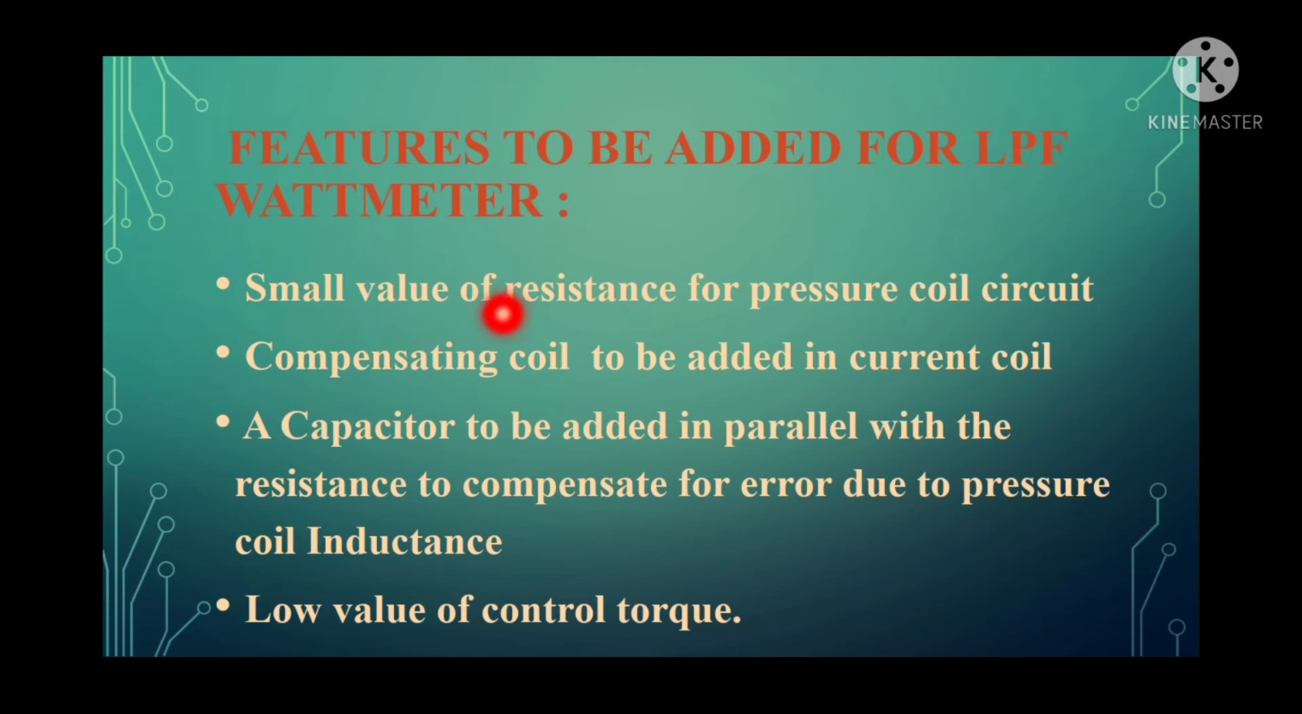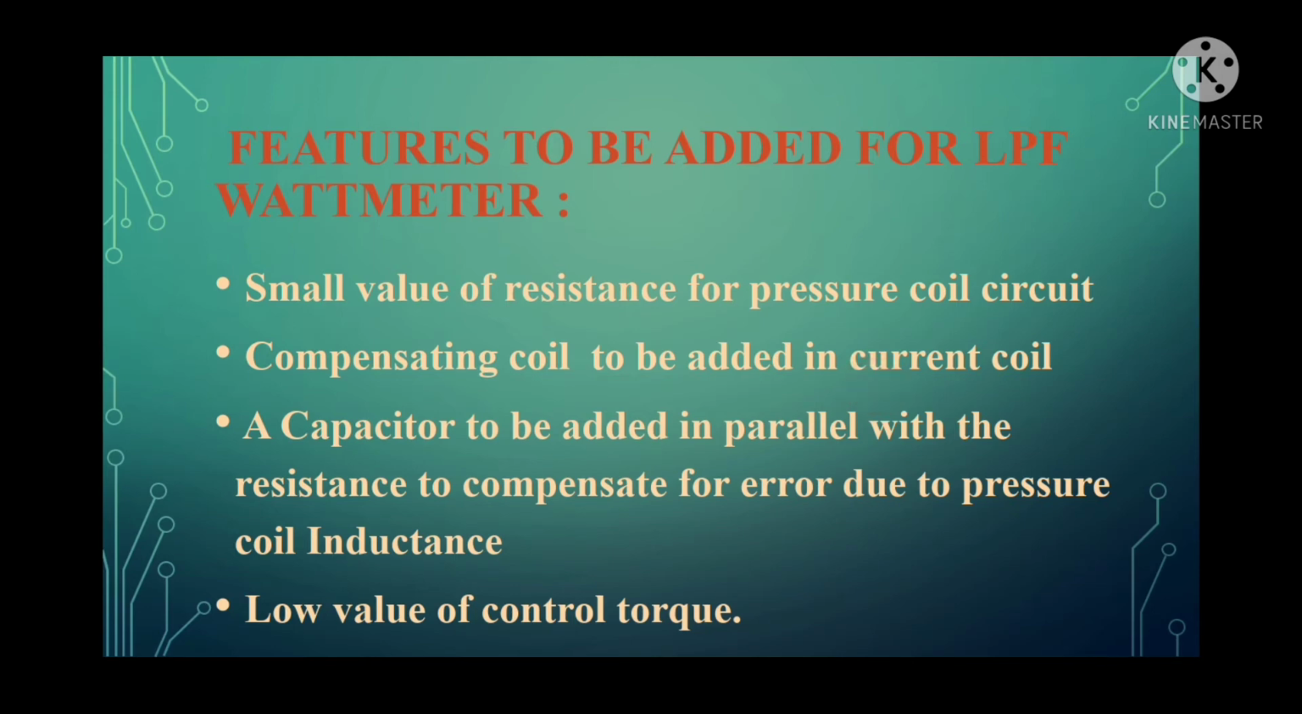So by means of which we can increase the current through the pressure coil circuit. So when the pressure coil current increases, the deflecting torque also increases. The next feature that we have to introduce is the addition of a compensating coil in the current coil. So when we increase the current through the pressure coil, the coil gets damaged.